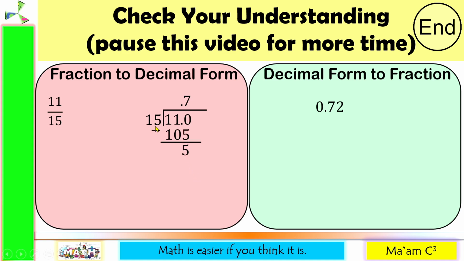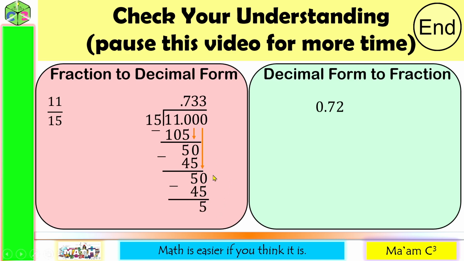5 is less than 15. Let us add again another 0. Let's bring it down. This will become 50. 50 divided by 15 is equal to 3. 3 times 15 is equal to 45. Let us subtract. 50 minus 45 is equal to 5. 5 is less than 15. Let us add again another 0. Let's bring it down. This will become 50. So 50 divided by 15, that would be 3 again. So 3 times 15 is 45. Let us subtract. 50 minus 45 is equal to 5.